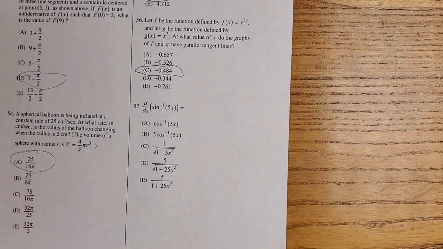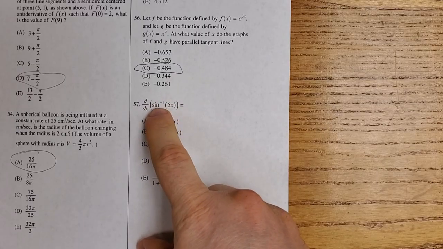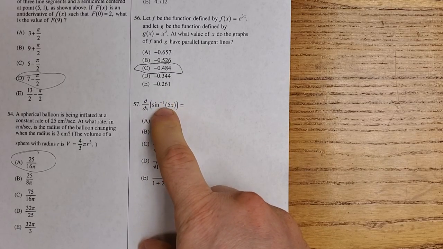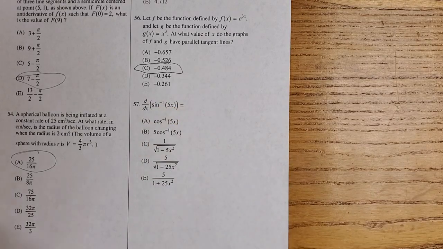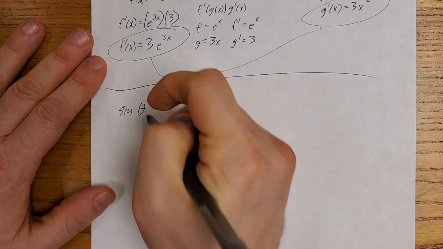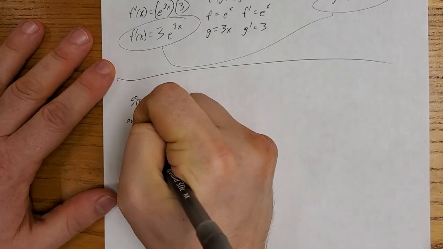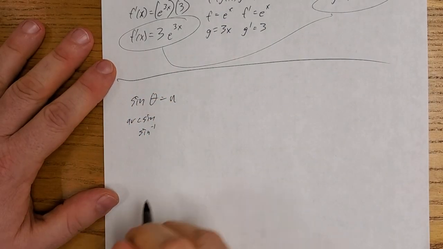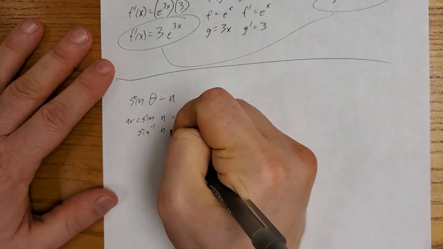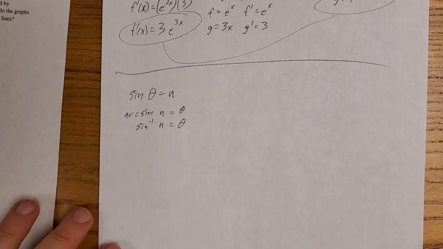And 57, what is the derivative of, so this notation, that's the inverse sine, also known as the arcsine, where if the sine of theta is some number n, whatever, then the arcsine or the inverse sine, whatever notation you want to use, of n is equal to that theta. So it's just the inverse operation of that.